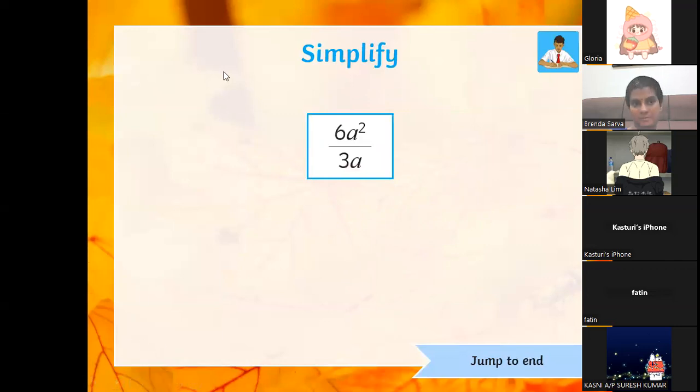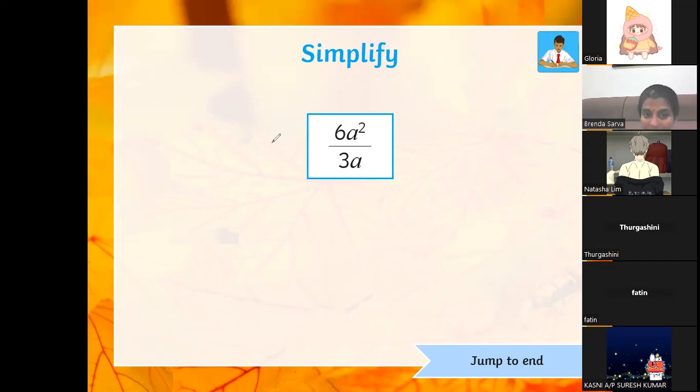Okay, how about this question? 6a squared divide by 3a. How about that? What do you think the answer is? Can I have it in chat? Very good, Fatin. 2a. Well done.